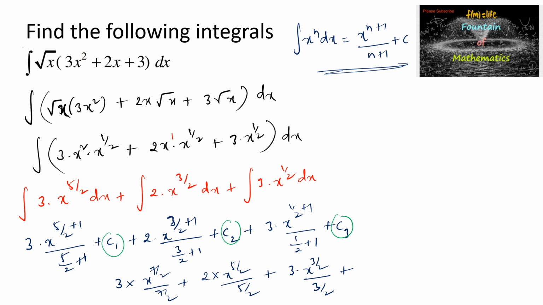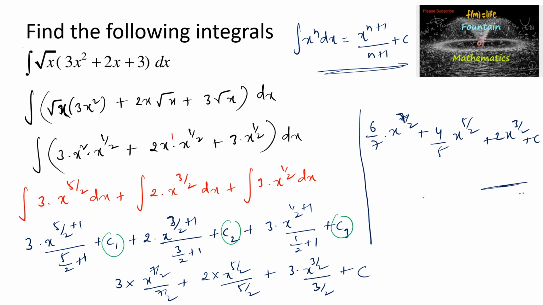So you can write here c, and on simplification you'll be getting 3 into 2, that is 6 upon 7 x to the power 7 by 2, plus 2 into 2, that is 4 upon 5 times x to the power 5 by 2, plus, and again here 2 times x to the power 3 by 2 plus a constant. And hence 6 upon 7 x power 7 by 2 plus 4 upon 5 x power 5 by 2 plus 2x power 3 by 2 plus constant is the answer.